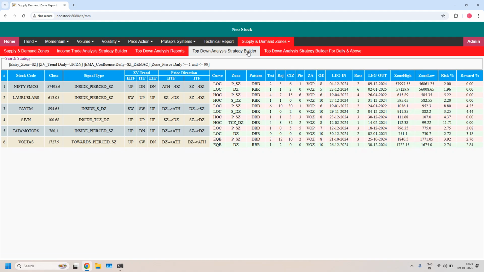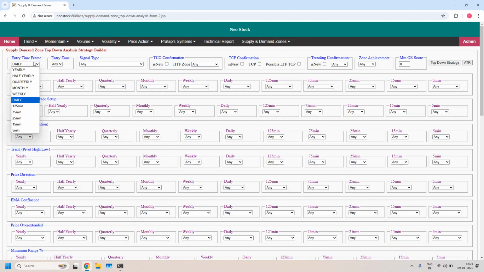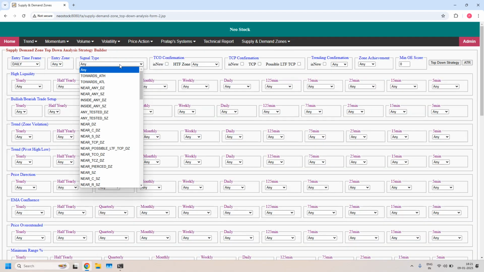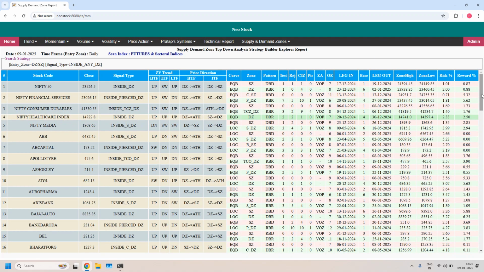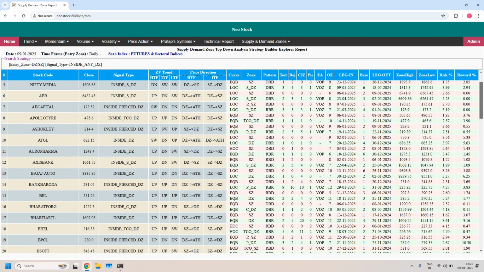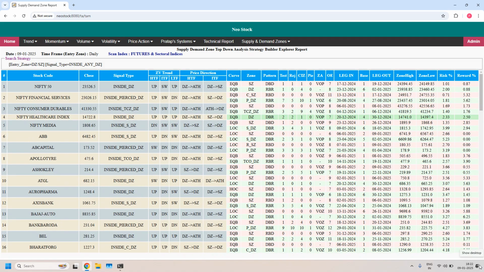Next, price closed inside the daily zones. For daily time frame, let us find the stocks where price closed inside the daily demand zone. That includes pierced zones. So 81 stocks are filtered. Before we further filter, let me show you the complete list for your further reference. I am scrolling the list down.